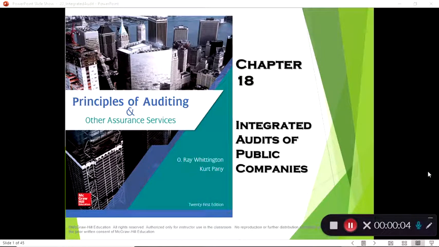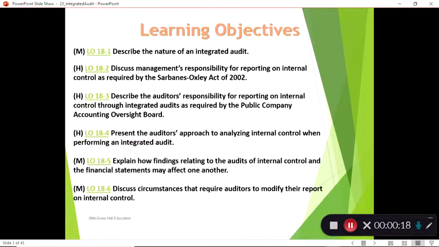This is the recorded lecture for Chapter 18, Integrated Audits of Public Companies is our topic. This is essentially when we have a financial statement audit and we're also giving an opinion on the internal controls. So let's go ahead and work through this. There are 6 learning objectives here. Notice that they're all medium and high priority because this is a pretty important topic.